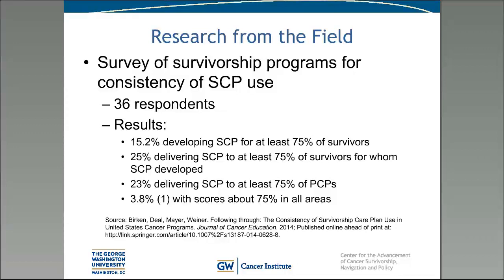So there is a gap. Even when you're developing the care plan, is it being delivered? And then is it being delivered to the survivor and the primary care provider? So 7 programs were consistently delivering the care plans to at least 75% of the primary care providers. And only 1 program had scores above 75% or around there in all areas. So the authors also asked about barriers to consistency and lack of resources, which included time, staff, training, and money. That was the top barrier cited by 80% of the programs surveyed.